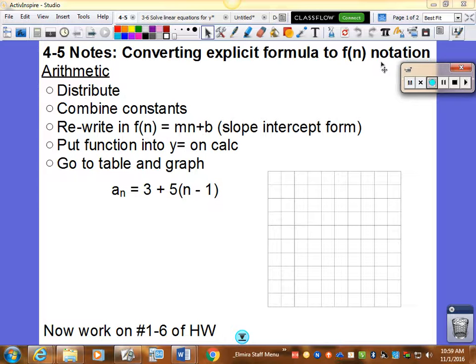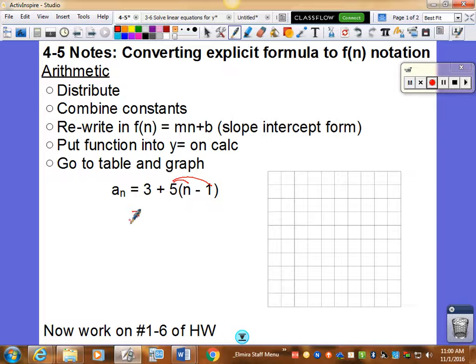Well, there has to be a way to write an mx plus b for the linear ones and for exponential an a times b to the x power, except we're going to use the letter n because we're in sequence notation and that uses n instead of x. Okay, so if you have an explicit equation given to you, or you write one from a sequence, the first thing you're going to do is distribute.